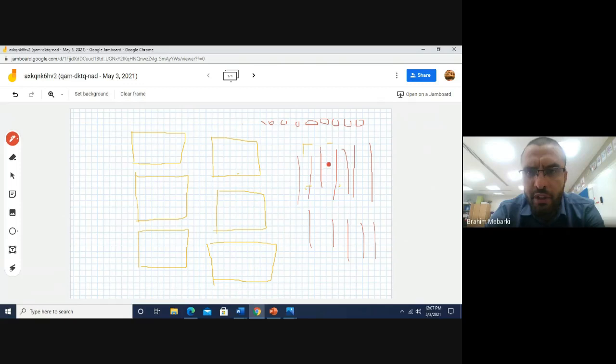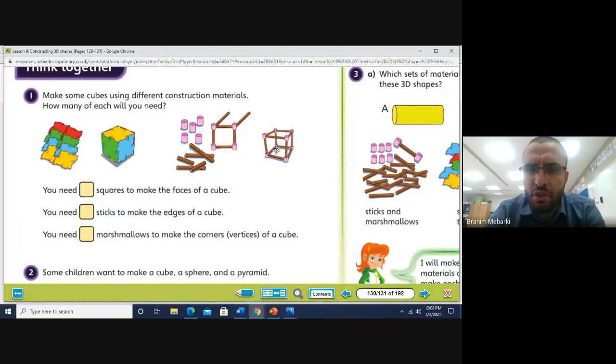So we can start joining the sticks. First, you join the sticks together in order to make the vertices and the edges. You take one marshmallow, you join it with one stick. And on the other end, you put another marshmallow and you join it with another stick until you get this shape. You get this cube. After you finish, you can stick the squares on the faces to cover the faces of the cube. And then you are done with your cube.